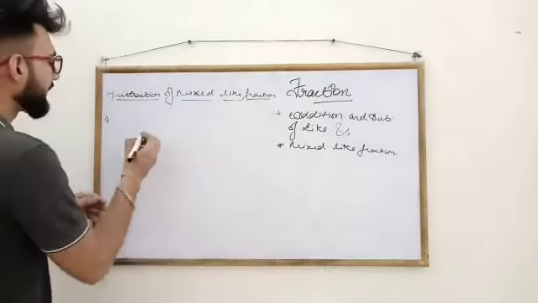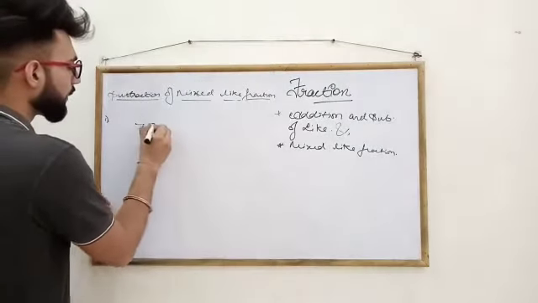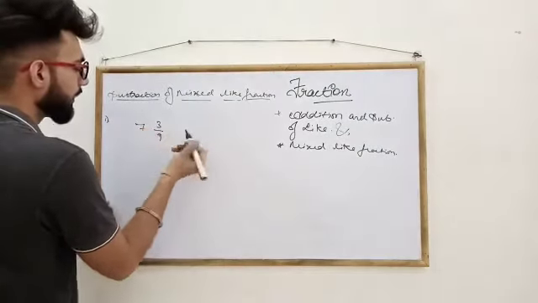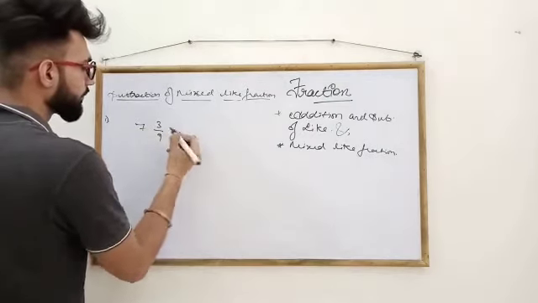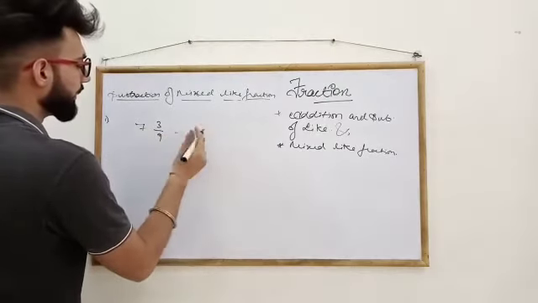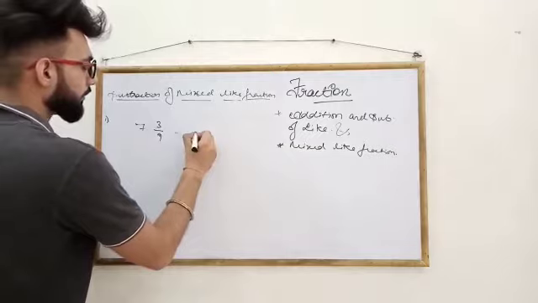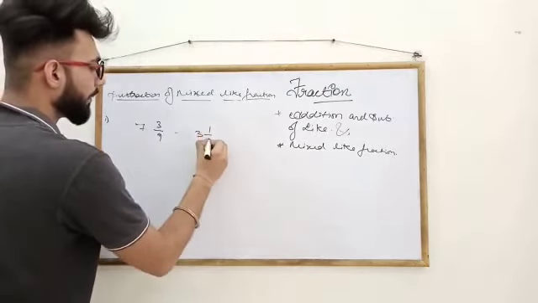Let's take a number greater than the denominator. 7 whole 3 by 9. So now this became an improper fraction. Okay, and minus 3 whole 1 by 9.